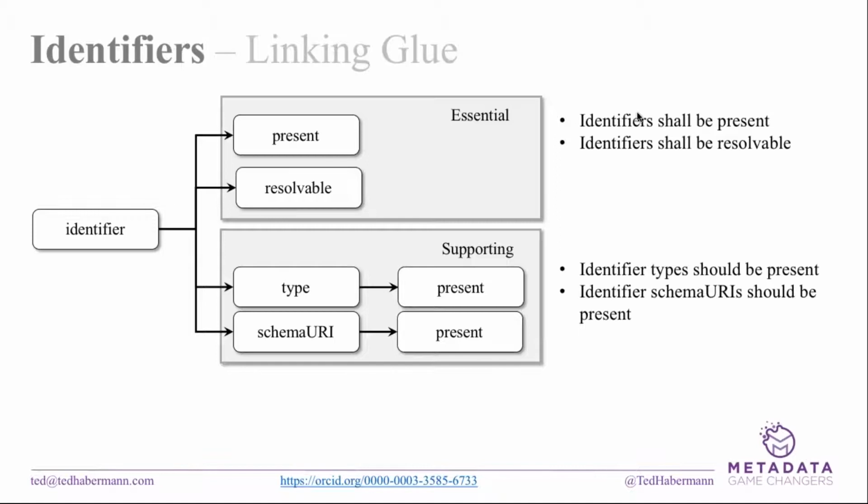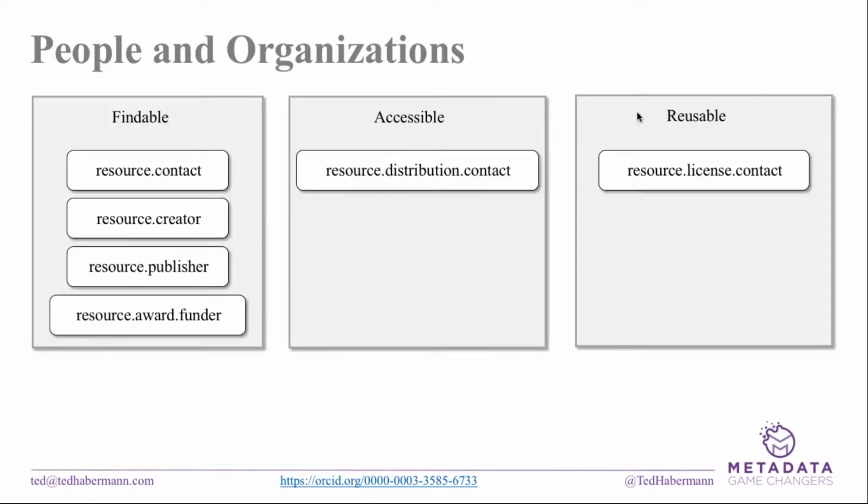Now the other thing that we need to decide about each of these checks is where they fit in terms of the use cases. Do they support F, A, I, or R? I call those use cases. This is what I'm thinking. Findable is the resource contact, the resource creator, the resource publisher, and the resource award funder. Those are things that you might use to search for data. When you want to get the data, you need to talk to the distributor. And when you want to reuse it, you want to find out who controls the license.